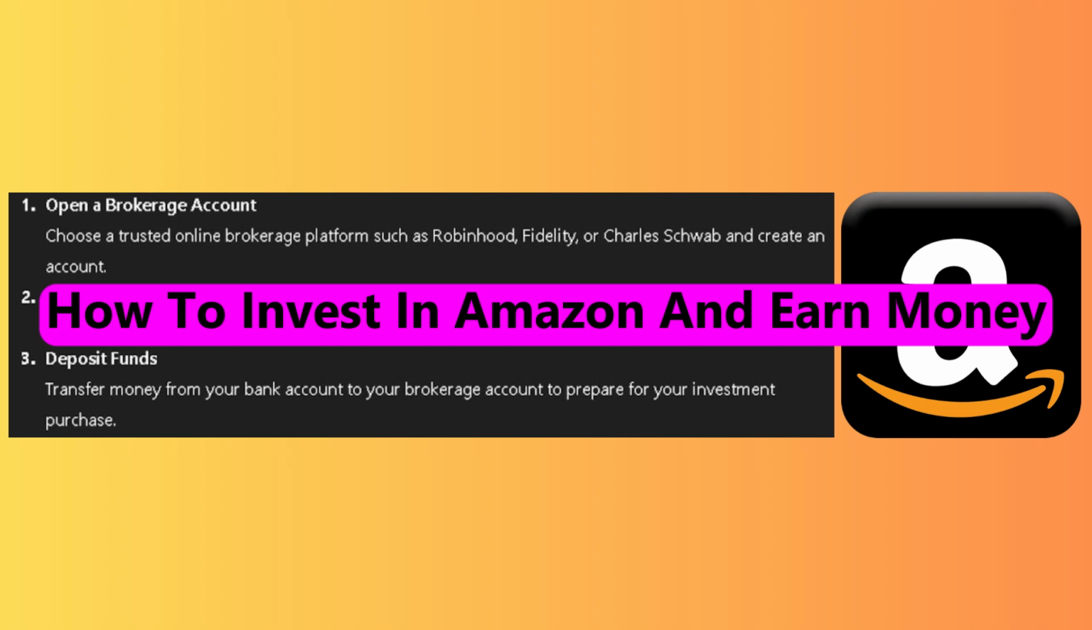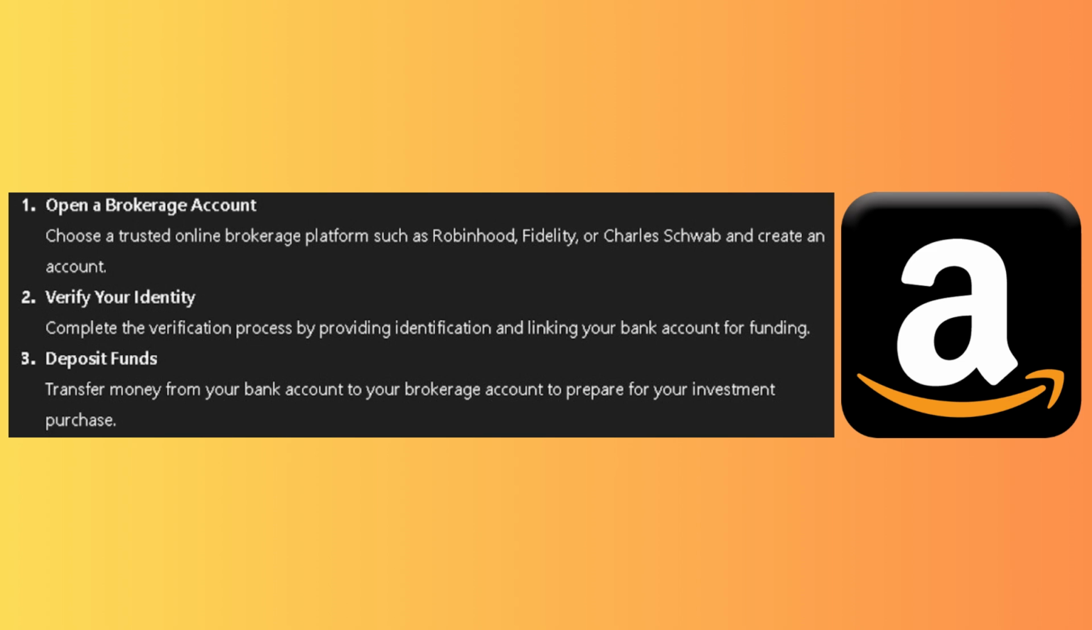In this video, you will learn how to invest in Amazon and earn money. Open a brokerage account: choose a trusted online brokerage platform. This could be Robinhood, Fidelity, or Charles Schwab. Then create an account and verify your identity. Complete the verification process by providing identification and linking your bank account for funding.